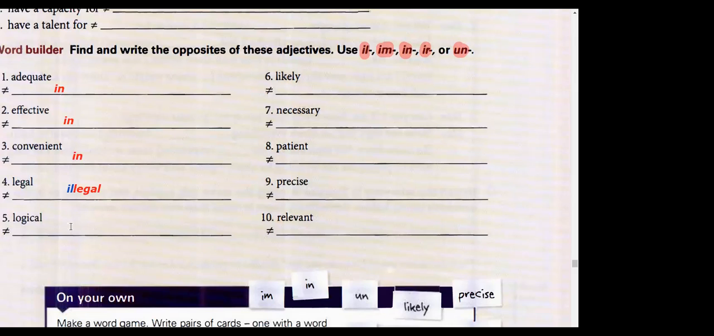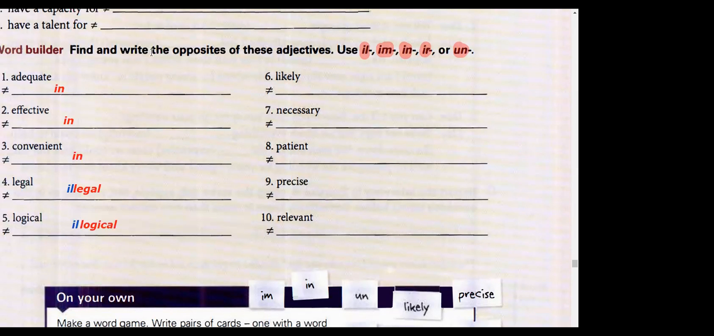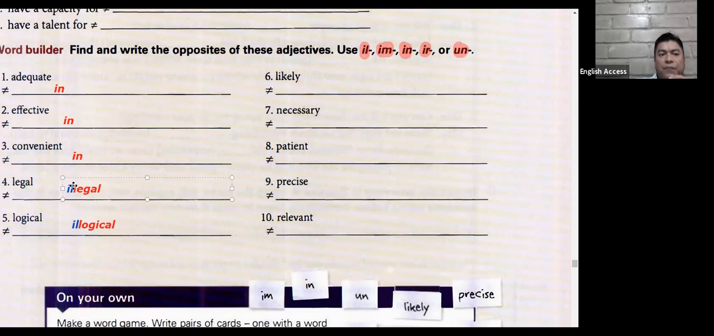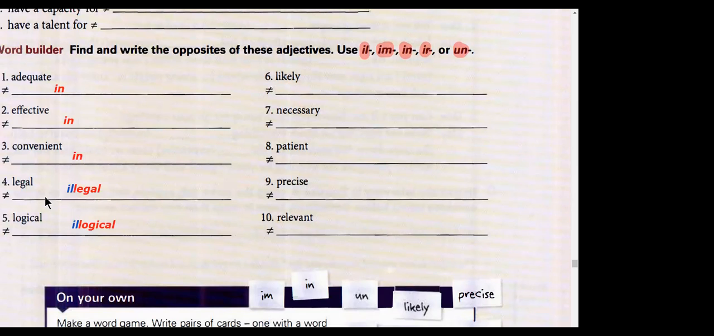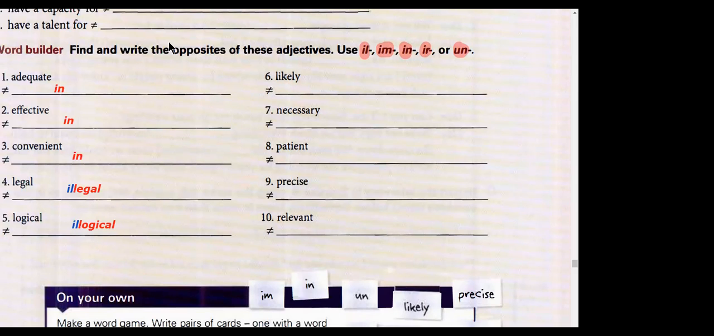Number 5. Illogical. Yes, the same way. To pronounce both of them, we should say ill and then legal. Illogical. So they are separate. The pronunciation, the phonemes. The syllables. Illegal. The division of syllables in illogical. Yes. Okay. Number 6.